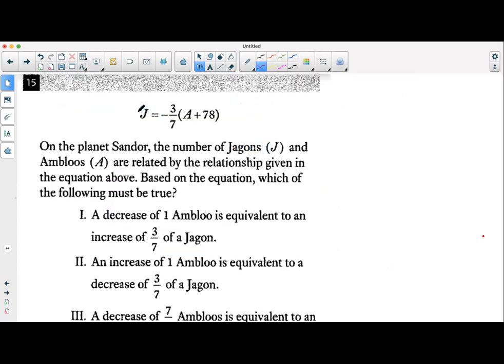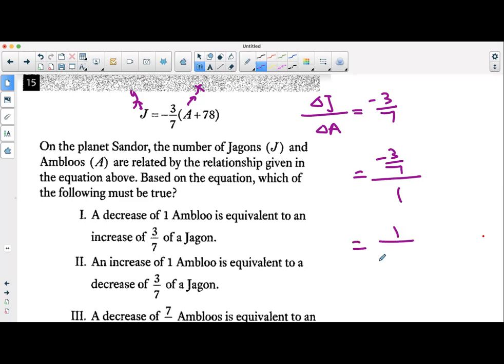So the number of jargons, J, is like Y. And whatever that thing is, that's like X. Then in this case, the relationship can be change of J over change of A, like change of Y over change of X. That means change of J over change of A is equal to negative 3 over 7, or negative 3 over 7 over 1, or 1 over negative 7 over 3. So you could have these three different cases.